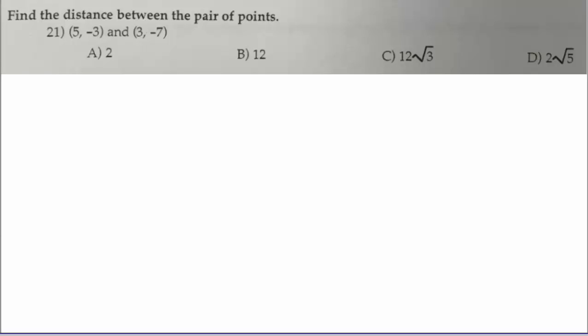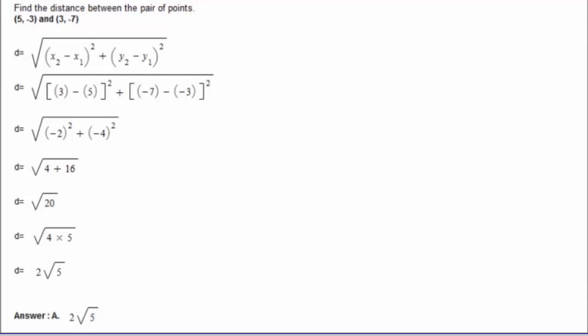Find the distance between the pair of points. We have 2 points. We want to find the distance between those two. We need to know the formula. Somebody actually posted a solution in class. Let's take a look at the solution that is posted. And this looks like a right solution.